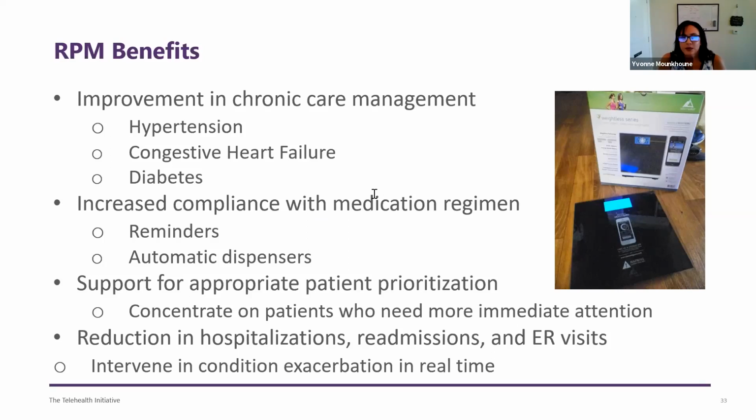And then of course, the support for appropriate patient prioritization. So let's say you've got a couple of CHF patients that are recently transitioned to home from being in the hospital. You're really trying to reduce that 30-day readmission rate. You're monitoring a few of them, and you notice that somebody's had a significant weight gain, or they're having an issue with their blood pressure, something of this nature, and maybe your other patient is doing just fine, or maybe has a little bit of something.